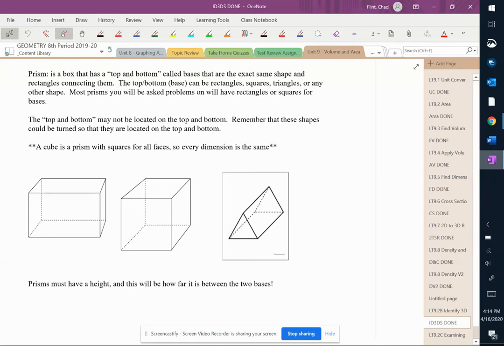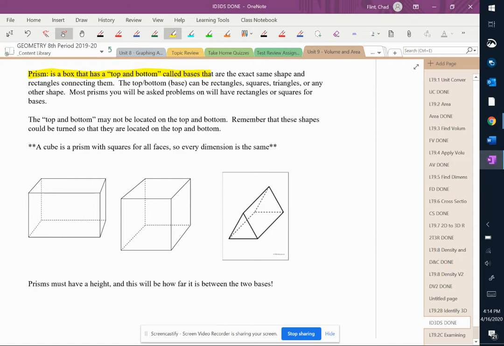Okay, so just some important information about when you're looking at a three-dimensional shape to see if it's a prism or if it's not a prism. The bottom line, when you think about this, is a prism's a box, and it needs to have a top and a bottom called bases, meaning that you could take this box and set it on the ground, and it would stand straight up in the air, and the top and the bottom would be the exact same shape.